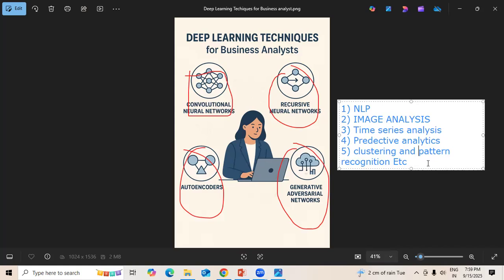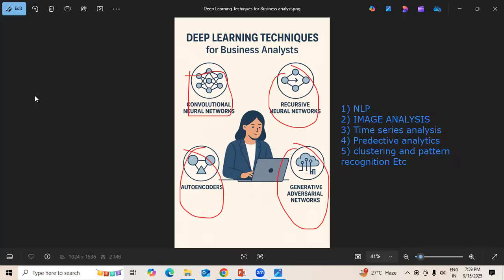But in the real world, whenever we are working on projects, NLP is used majorly. So you must know NLP, and also time series and predictive analytics. At the same time, we also use clustering and pattern recognition. Image analysis is used in geographical projects working with geographical images, and even in healthcare. These are the major ones which we normally use.